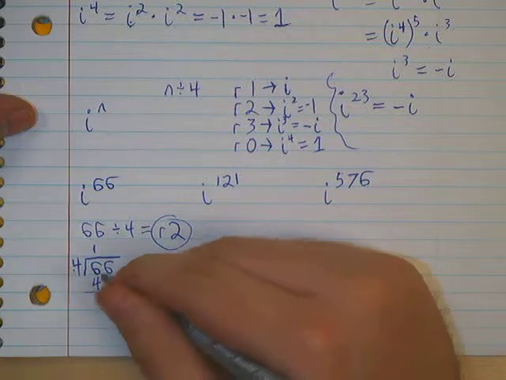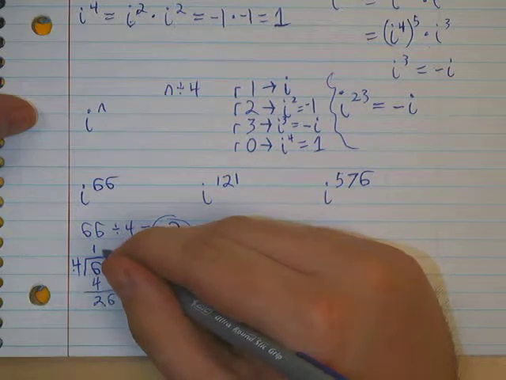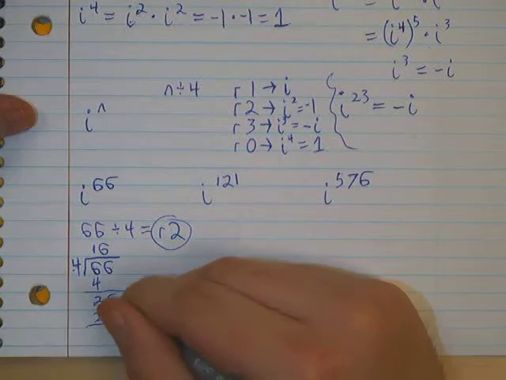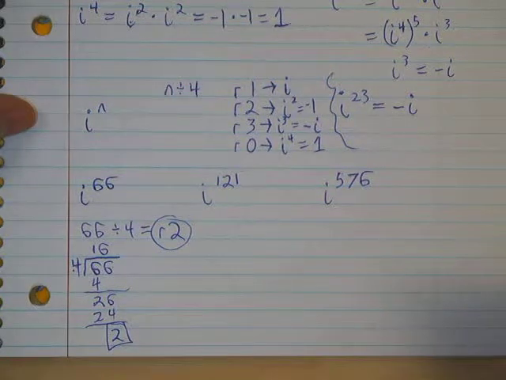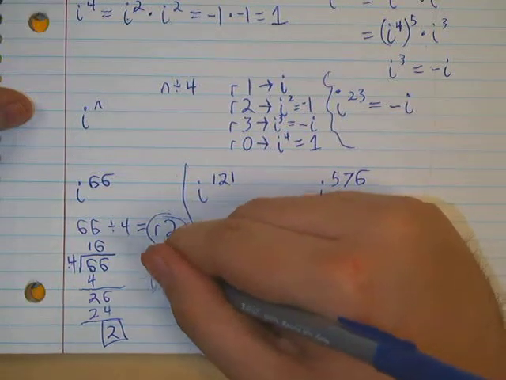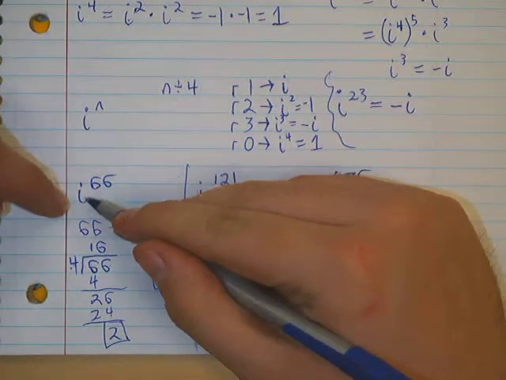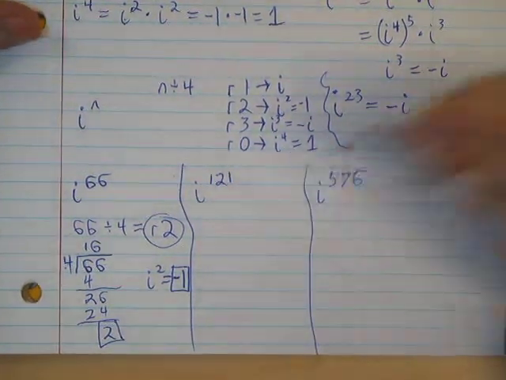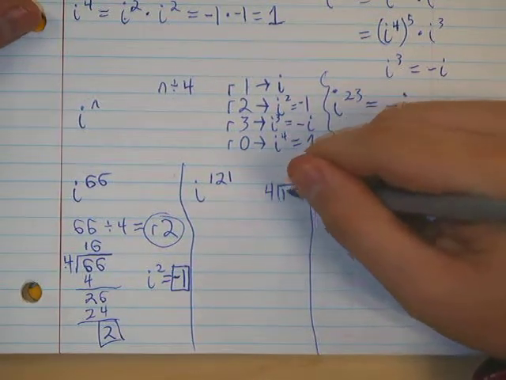If you don't believe me, you can always do the long division. 4 goes into 6 one time. 1 times 4 is 4. Subtract, you get 26. 4 goes into 26 6 times. You get 24. And you're left with 2 down here, and there's nothing left to bring down. So 2 is your remainder. So I rewrite i to the 66th as i squared, or just negative 1. And this is the key point here, that this big power is just negative 1.